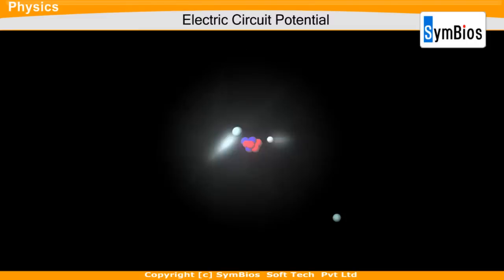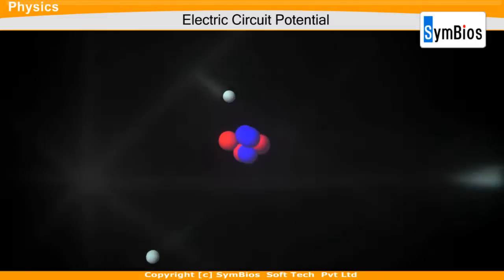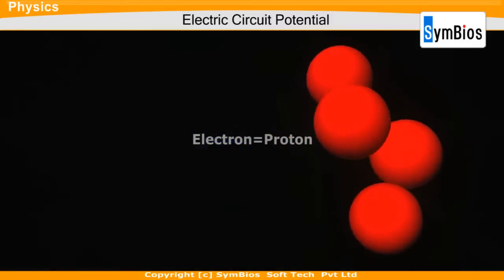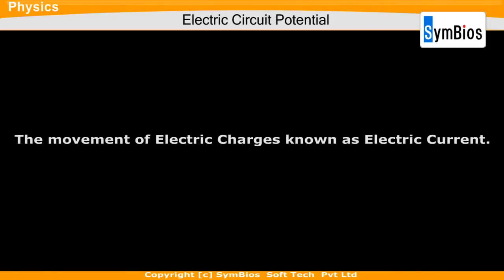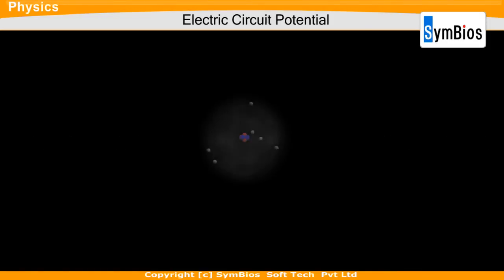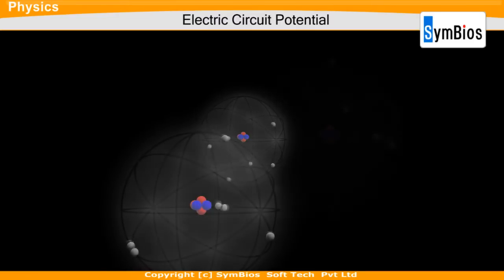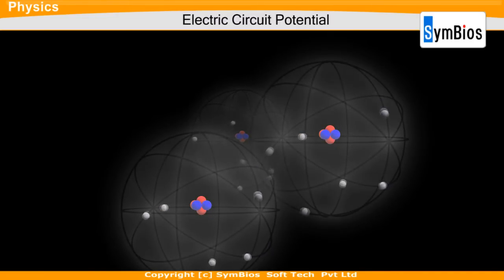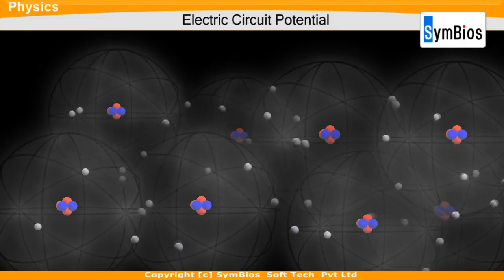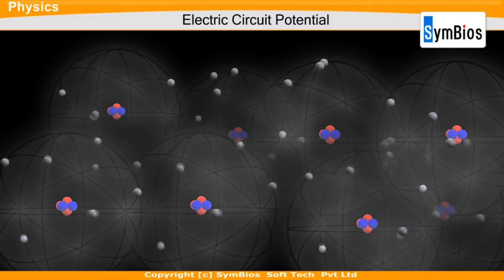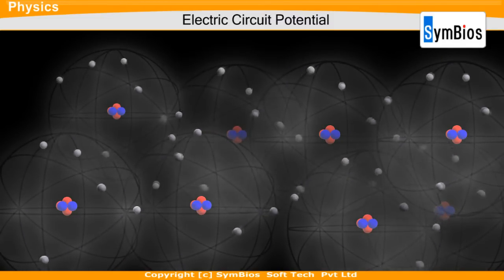Atoms are generally neutral because the number of electrons and protons are the same. The movement of electric charge is known as an electric current. Current can consist of any moving charged particles. Most commonly, these are electrons. But any charge in motion constitutes a current.